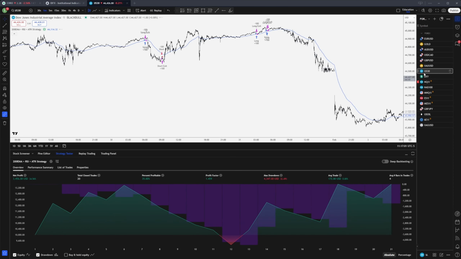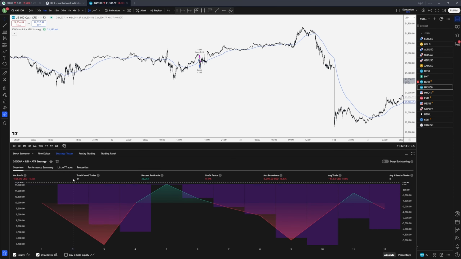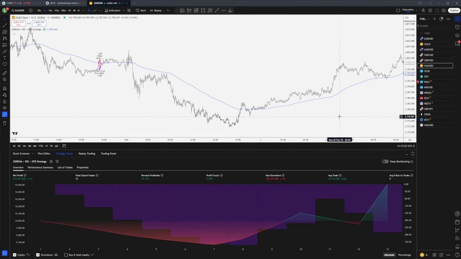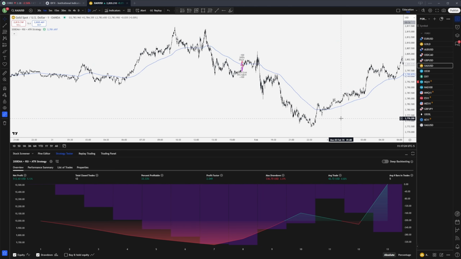Will that be on every pair? Probably not. Here on US 30, for example, high gains, but also high loss, right? On the NAS, it doesn't really work. So this is not a very consistent strategy or model right here. So we're not going to just smack something in GPT and expect the correct outcome from it, do we now?